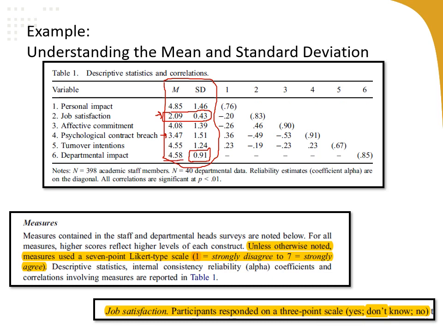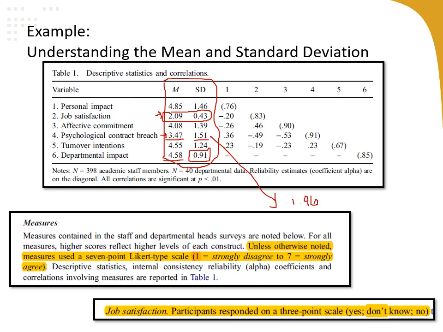And the most inconsistent thing that was rated was the psychological contract breach. So yes, this is a low mean, relatively speaking, but some people were experiencing a lot of psychological contract breach and some people were experiencing very little. If you want to know the range of most ratings, you can take this 3.47 and subtract 1.51, and I'm just going to do that right now. So 3.47 minus 1.51, and you get 1.96.